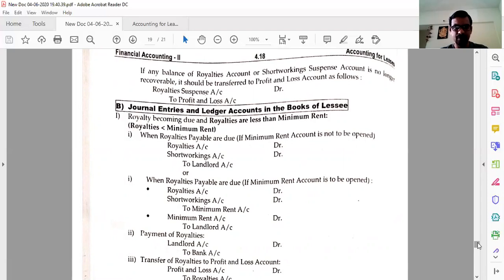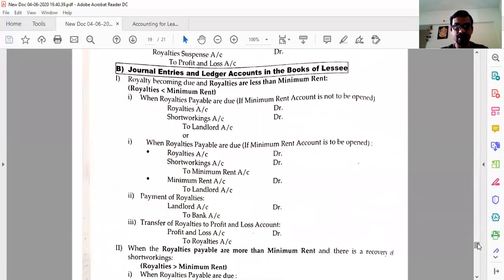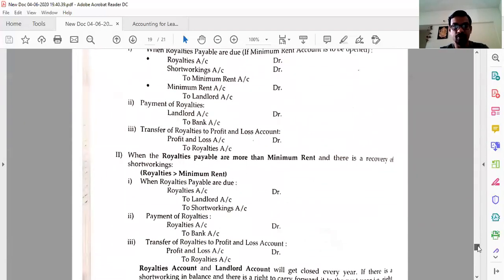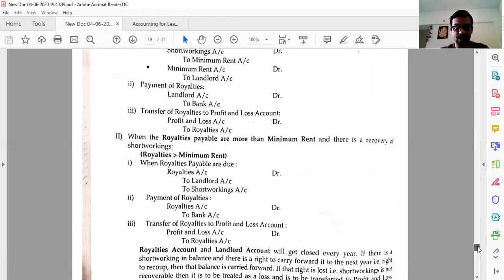Again, the first condition is the same: royalties are less than minimum rent. When royalties are less than minimum rent, these entries are recorded in the books of the lessee. When royalties payable are due, first entry: royalties account debit, short workings account debit to landlord account. Here the minimum rent account is not opened. Second entry, payment of royalties: landlord account debit to bank account. Third entry, transfer of royalties to the profit and loss account: profit and loss account debit to royalties account.